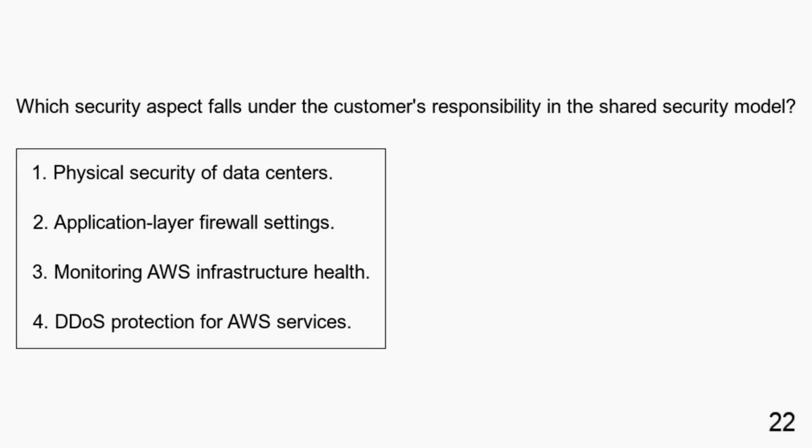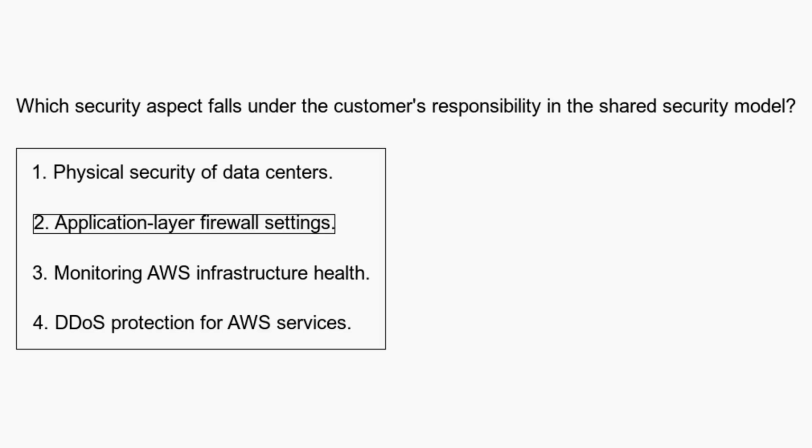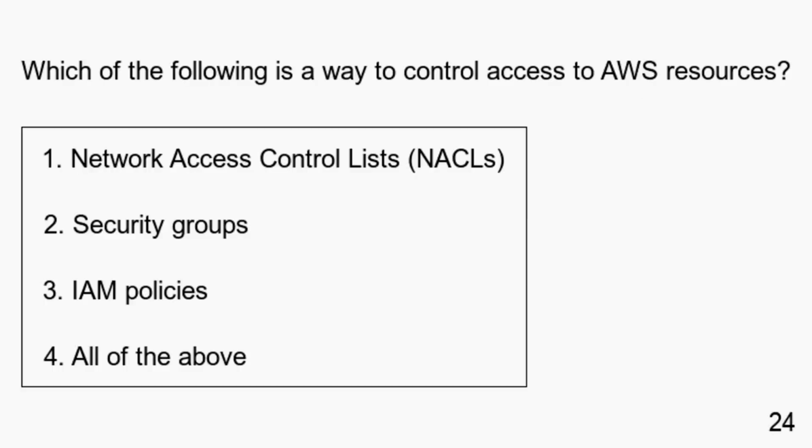Which security aspect falls under the customer's responsibility in the shared security model? Physical security of data centers. Application layer firewall settings. Monitoring AWS infrastructure health. DDoS protection for AWS services. Application layer firewall settings are part of the customer's responsibility in the shared security model.